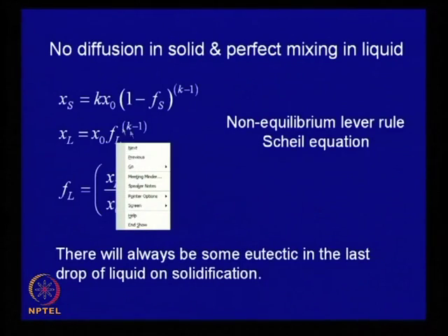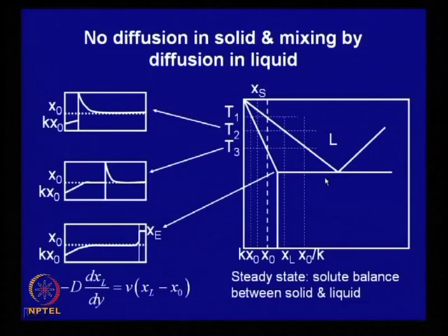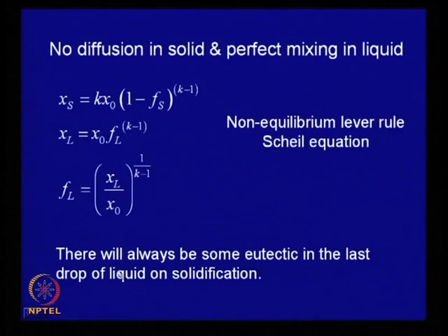This means, if we go back a couple of slides, that as the solidification proceeds, x L can easily reach this point. Even before the solidification is complete at this temperature, the composition of the liquid reaches this point, and once it reaches this point, you have a eutectic. So, you will always have some eutectic in the last drop of liquid to solidify, even if the amount of solute in the alloy is very low.